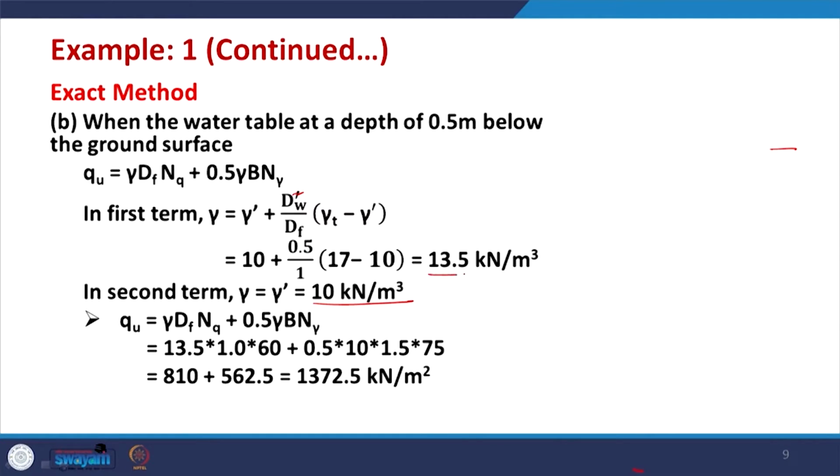Again you need to make sure this value is in between: it should be more than gamma submerged and it should be less than gamma t. That needs to be understood.